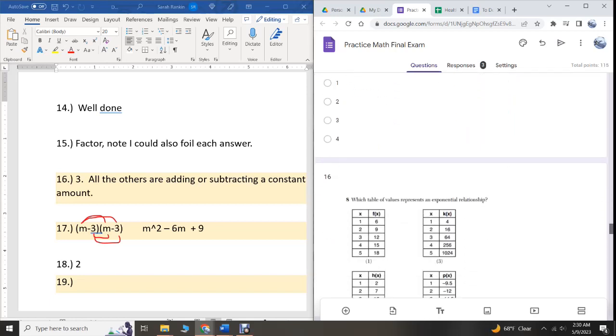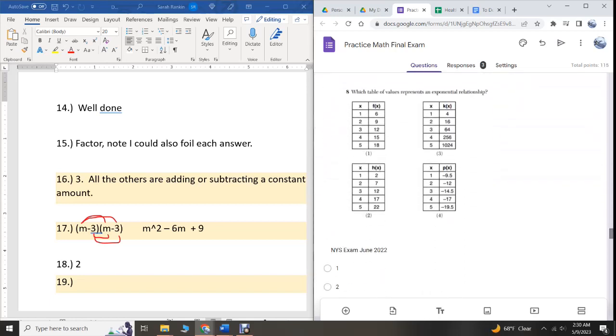16, you had a little problem with. These are these exponential relationships. Okay, so I'm looking for anything where I'm not adding a constant amount. So this first one, I'm adding 3, I'm adding 3, I'm adding 3, I'm adding 3, so that's linear. This one, I'm adding 12, then I'm adding, I don't know, a huge amount, another huge amount. So this is exponential, right?